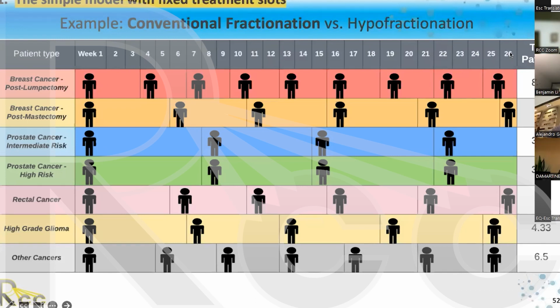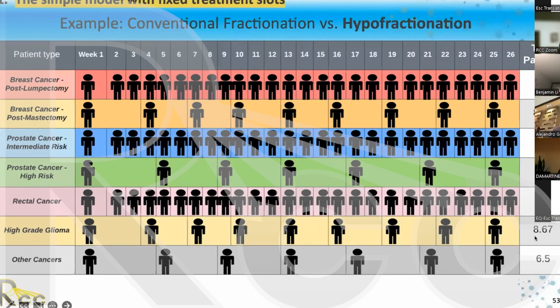And after 6 months, I will have 8.6 patients. For post-mastectomy breast cancer patients, it's going to be 5 weeks, 25 fractions, prostate, 7 weeks, etc. The different pathologies have different time needs. And if I add that total, you can find it here.